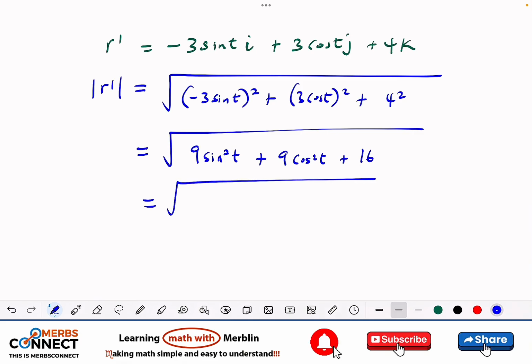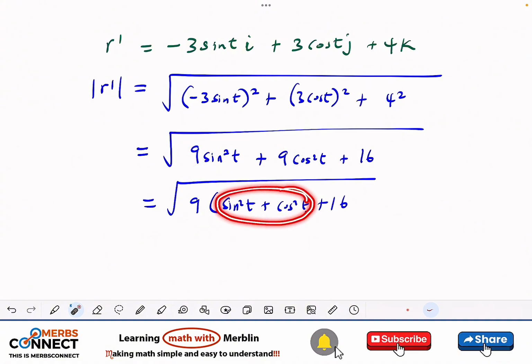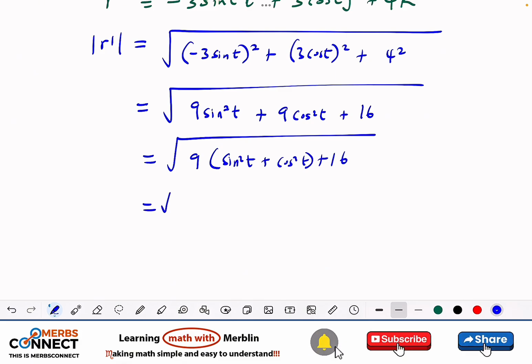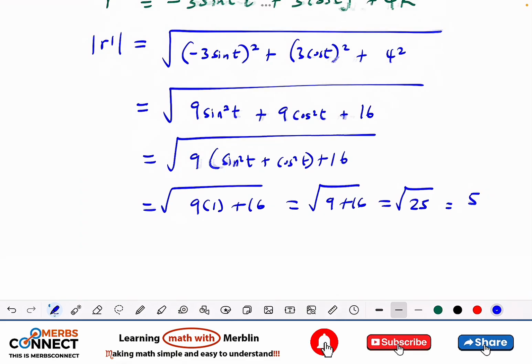This is the same as, now I can factor 9 out and have sine squared t plus cos squared t plus 16. So here I factor the 9 out. As I said, this repeats itself when we are dealing with this kind of questions. So this is going to give us 1, and remember, this is positive. So this is going to give us square root of 9 times 1 plus 16, which is the same as square root of 9 plus 16, which is the same as square root of 25, and this is going to give us 5.